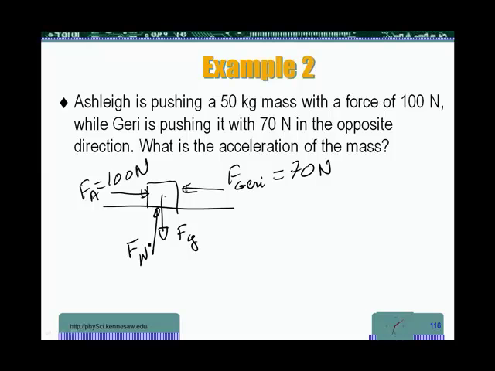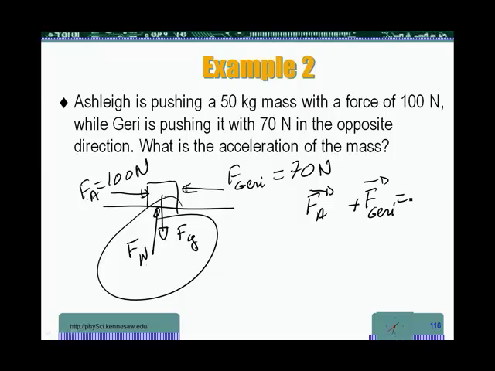Now the only forces along the horizontal are Fa and Fj. The only forces along the vertical are Fn and Fg. We don't have an acceleration up or down, so these two must be balanced and we will not have to worry about them. We are left with the other two. Now that means Fa plus Fj is equal to ma. Now here the forces are along different directions, so I have to figure out a way of handling that.